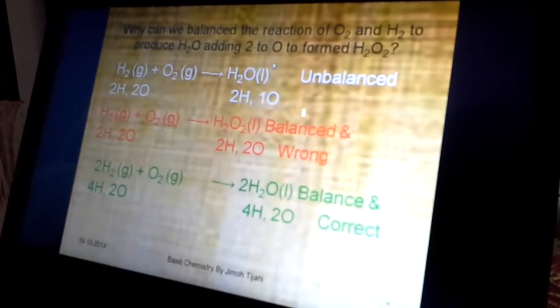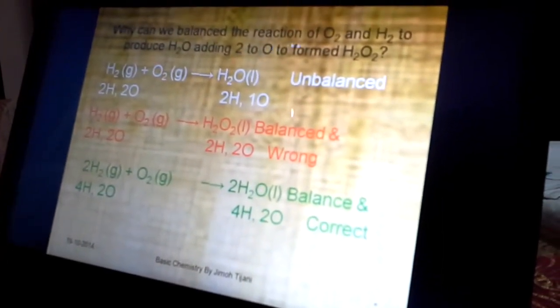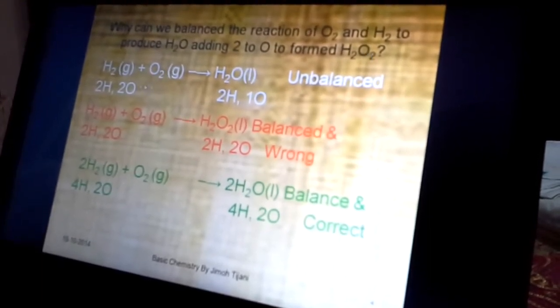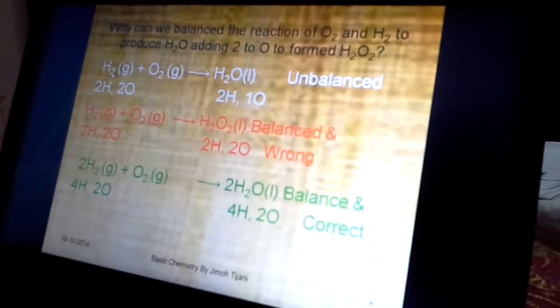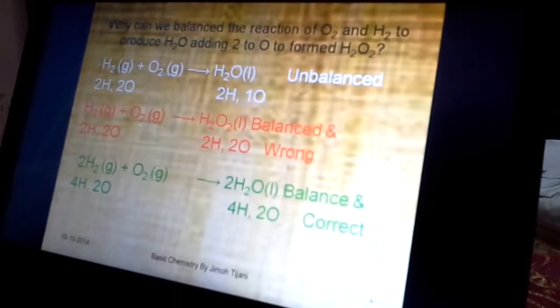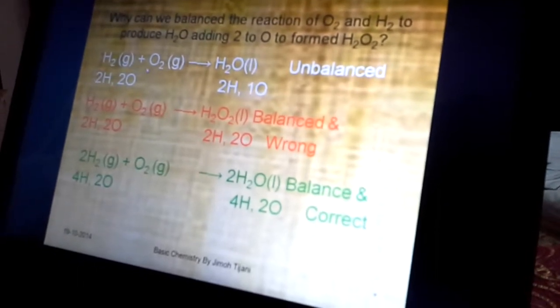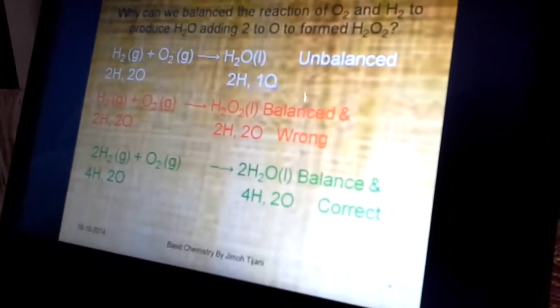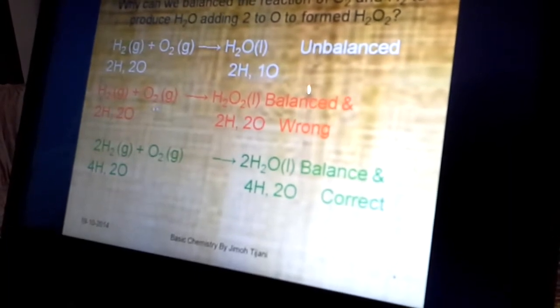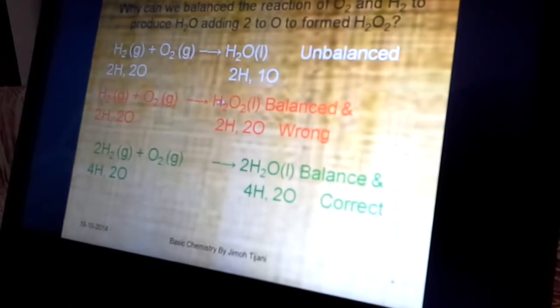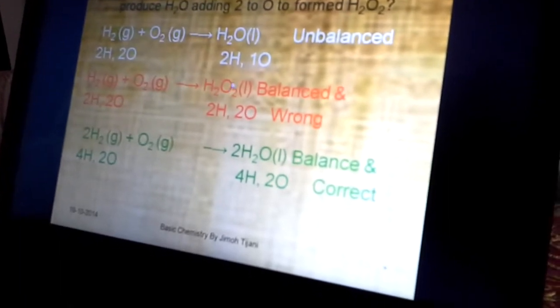Why can't we balance the reaction of hydrogen and oxygen to produce water by just adding 2 to the water? This first equation, where we have 1 molecule of hydrogen gas plus 1 molecule of oxygen gas to produce water, is unbalanced because we have 2 oxygen on the left, while on the right we have only 1 oxygen. The second one is balanced, but it's wrong because it gives H2O2. This H2O2 is not water, it's hydrogen peroxide.